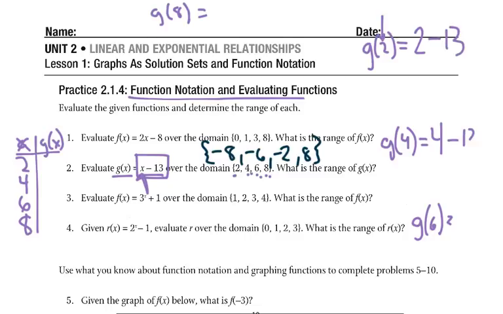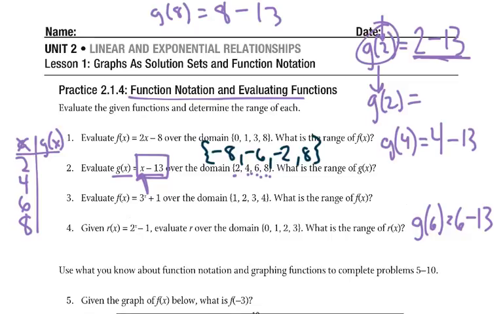4 minus 13, 6 minus 13, because I replaced my x with what I put in the parentheses, 8 minus 13. And then I just solve this side. I don't touch this side. That just jumps down, and that's part of my answer. Okay, 2 minus 13, negative 11. 4 minus 13, negative 9.